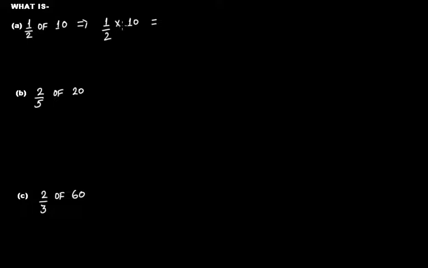We know that whenever we have a whole number being multiplied by a fraction, then we multiply this whole number with the numerator, that is 1 times 10, and then divide by this 2. This will give you 10 divided by 2, that is 5.